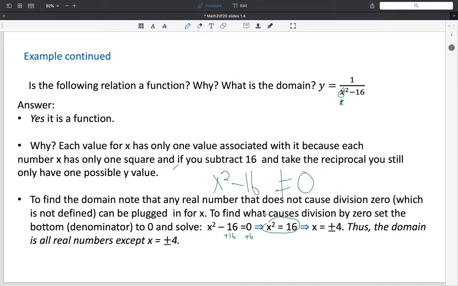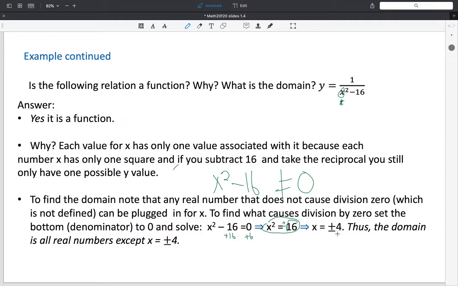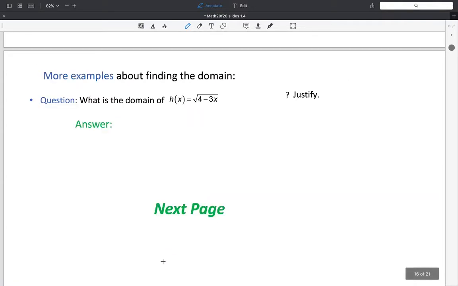And then I take the square root. Remember, I have to take both the positive and negative square root because I want both solutions. And so I get x is equal to plus or minus 4. Now we have to exclude those, so the answer is all real numbers. The domain is all real numbers except x equal to plus or minus 4. Okay. What's the domain of this function?